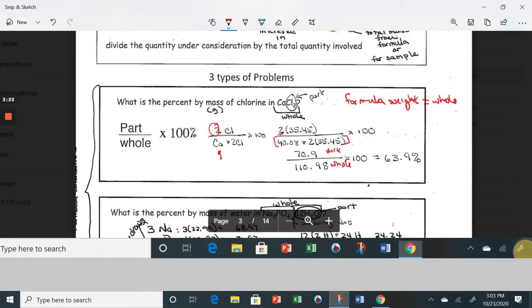Notice, here's a little rhyme. This is what my chemistry teacher used to do. Mr. Johnson was his name. He would say, just part over the whole by itself equals a mole. Part over the whole equals a mole. But if you multiply it by 100, you have now changed that into a percentage. So when you multiply by 100, it's a percentage.